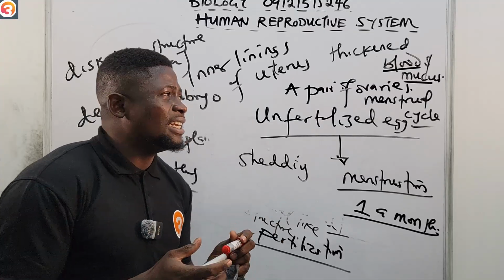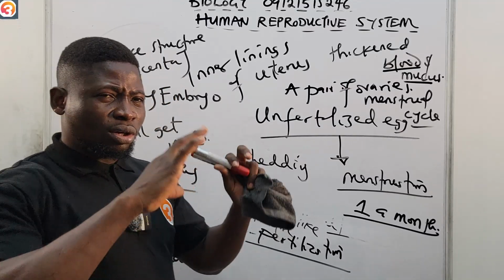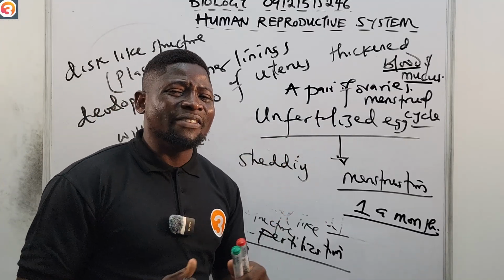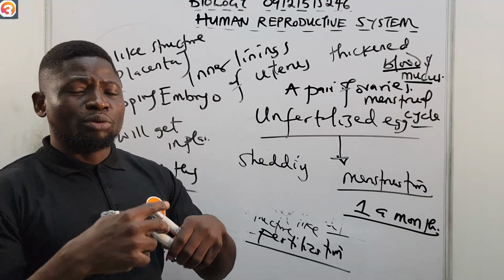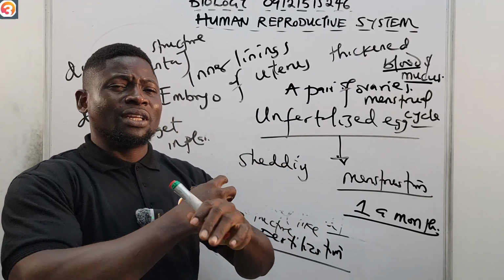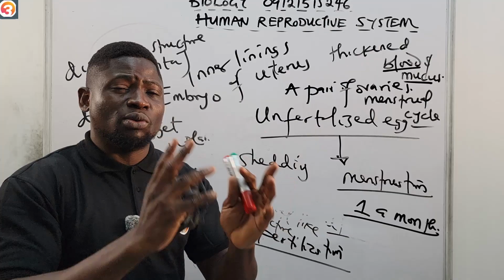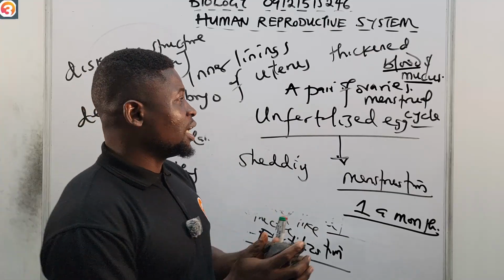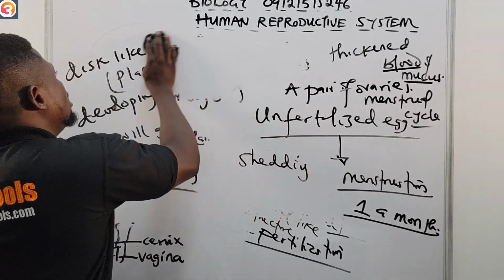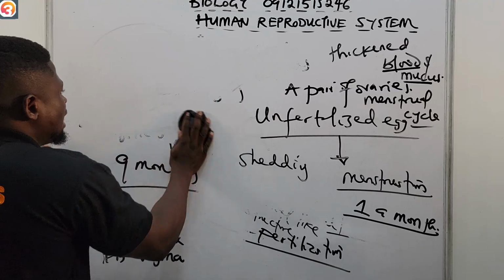Okay, so the next thing we'll quickly do now is talk about the function of different parts of the reproductive organs, the different organs that you have in the reproductive system. Let's look at all of them, one after the other.